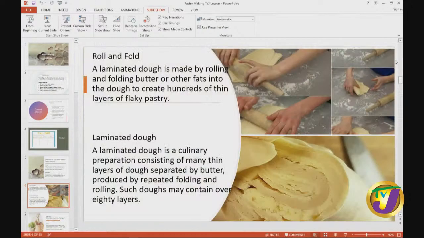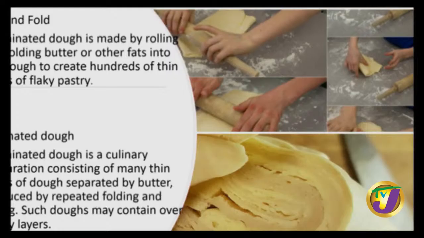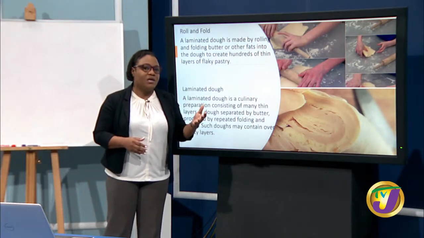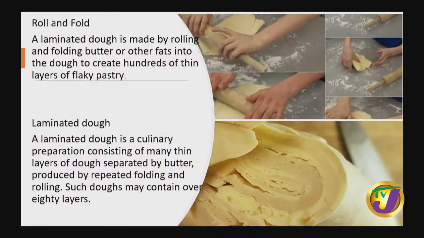And this is where a laminated dough is made by rolling and folding butter or other fats into the dough to create hundreds of thin layers of flaky pastry. It's not only for flaky pastry, but I'm singling out flaky pastry here because I'm going to discuss this a little bit more in the lesson. Now, if you can see some pictures here, this is where we do the roll and fold. So based on the number of folds that you do with the dough, that will determine the number of layers and flakes that you'll have with your dough.